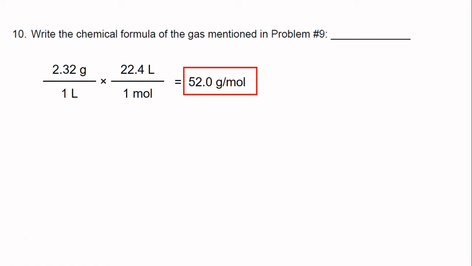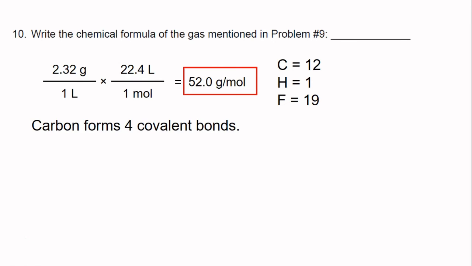Carbon has a mass of 12, hydrogen has a mass of 1, and fluorine has a mass of 19 on the periodic table. If we know that carbon forms 4 covalent bonds, we could start with 1 carbon, 3 hydrogens, and 1 fluorine. Now the mass of this formula is equal to 34 grams per mole.